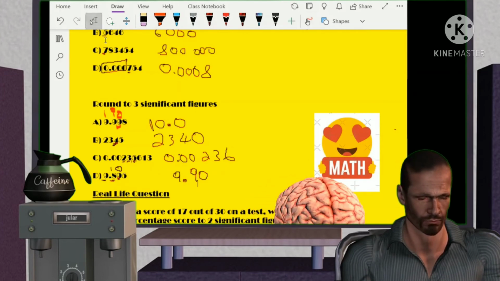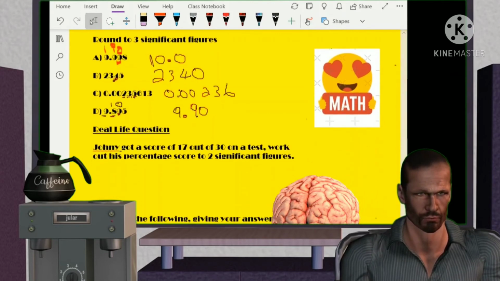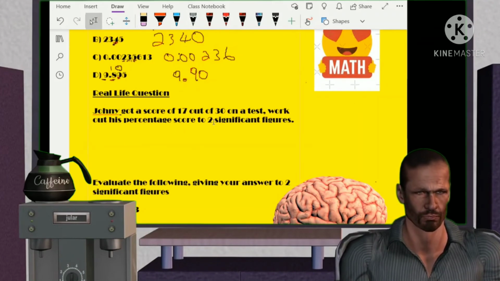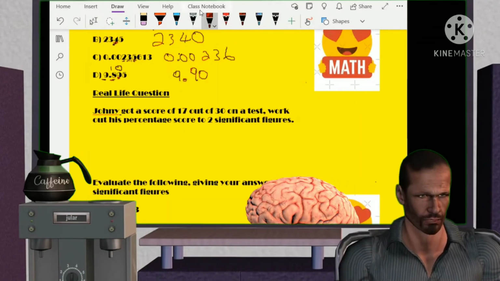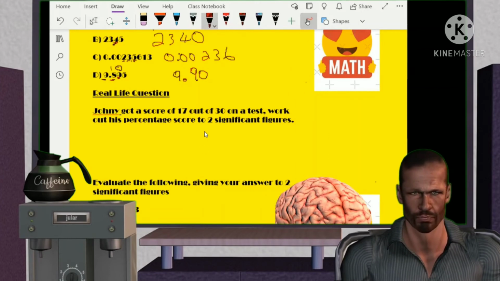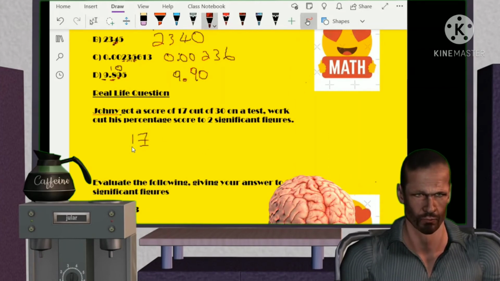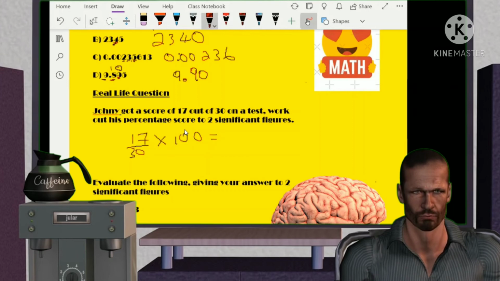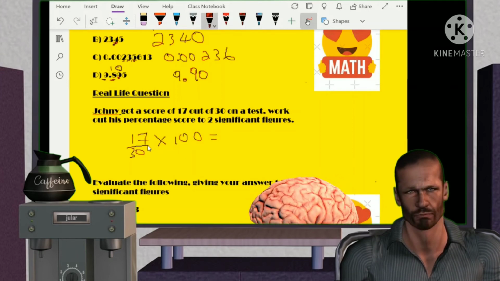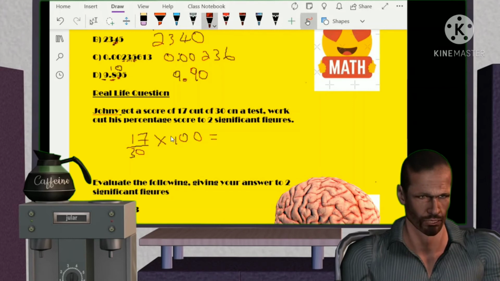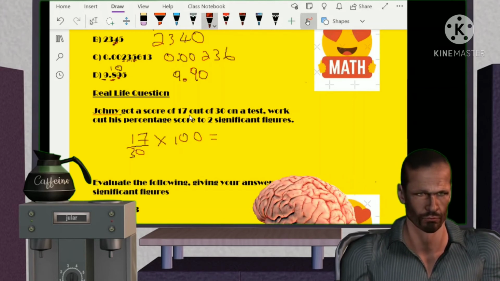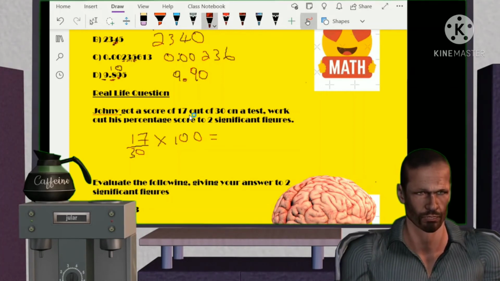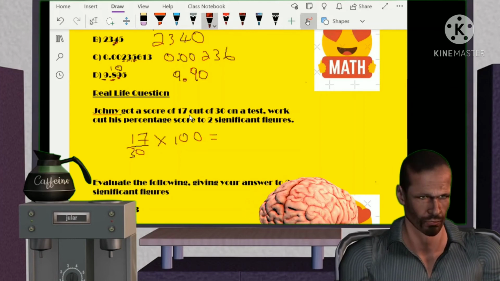All right, moving down. And then we have a real life question. It says Johnny got a score of 17 out of 30 on a test. Work out his percentage score to 2 significant figures. Of course, we're going to have to first convert this to a percentage. I will know exactly how we do that. It will be 17 out of 30 multiplied by 100. And since we're not interested in the working out for this, we're interested in the percentage, we're going to simply put that inside of a calculator. So I'm going to have 17 out of 30 multiplied by 100.